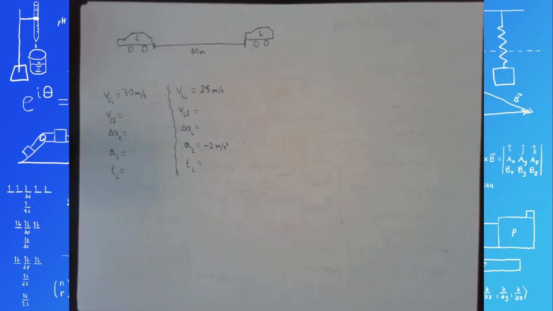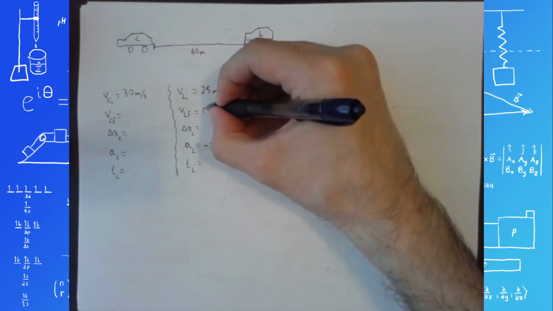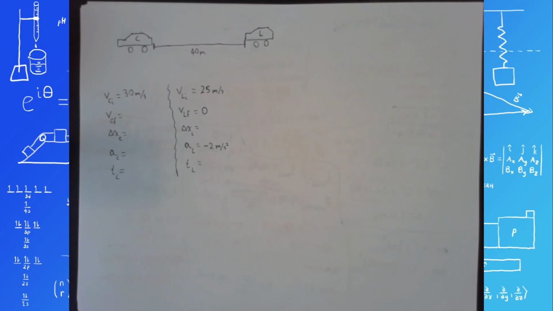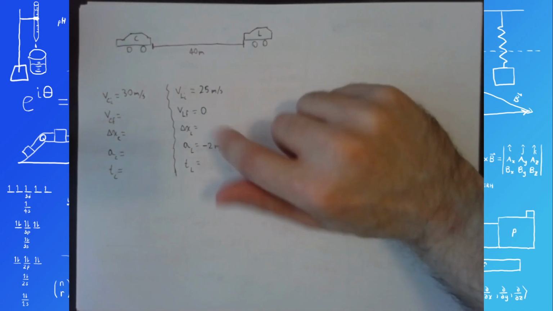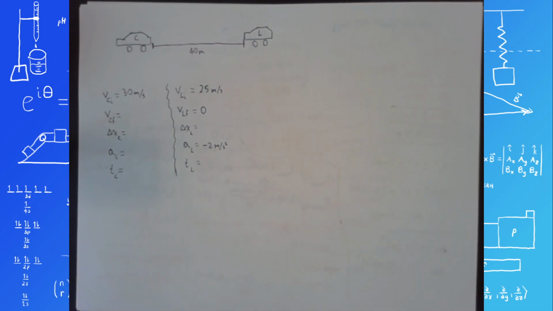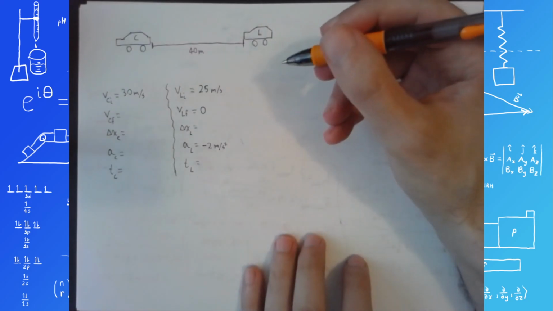How long does it take for the lead car to stop? If the lead car is going to stop, its final velocity is 0. Let's answer that question first before we reread the other parts of the problem. So we've got 3 pieces of information. They asked for the time. We could calculate the displacement as well, which we're going to have to do anyway for the next part, but for now let's pretend that next part doesn't exist.